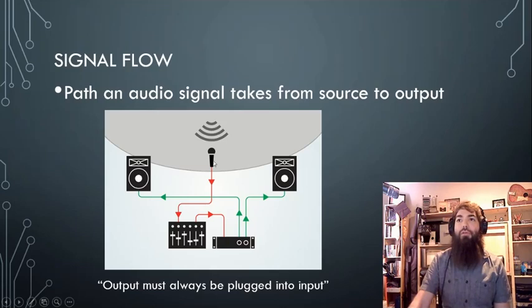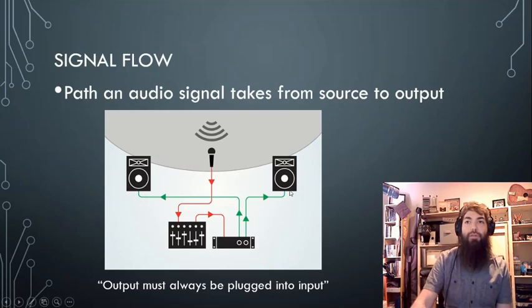Very simply, an output must always be plugged into an input. So the microphone has an output, and it's going to be output to the mixer. The mixer is going to output to the input on the amplifier. The amplifier will output into the passive speaker. Again, if this was an active speaker, we'd probably plug the mixer line level straight into the active speaker.